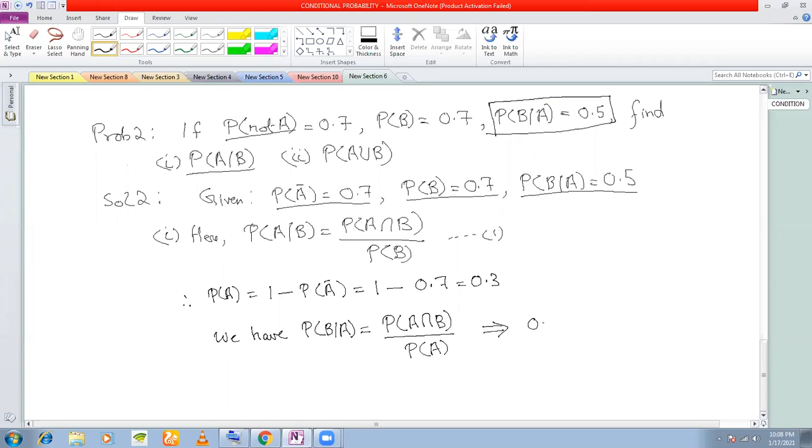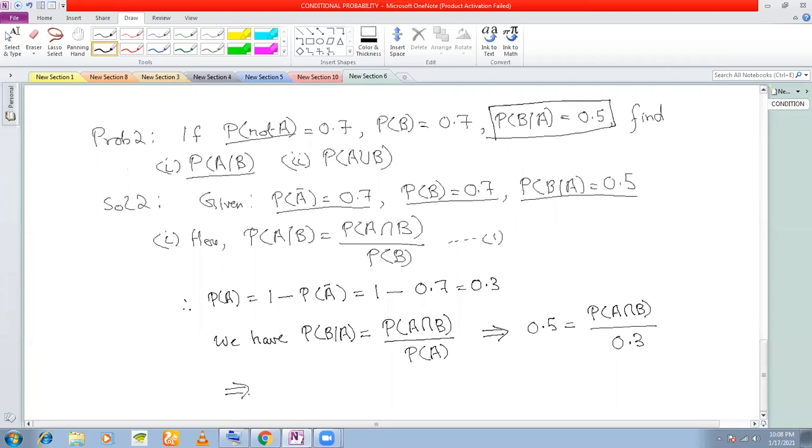Now put the values. P(B|A), in fact, is given to you as 0.5. P(A intersection B) we have to find out, and P(A) we just found out to be 0.3. So therefore, what is P(A intersection B)? P(A intersection B) is equal to 0.5 into 0.3, which you will get as 0.15. So with the help of this, we have found out P(A intersection B). Now we'll put the value of P(A intersection B) in 1 to find out P(A|B).